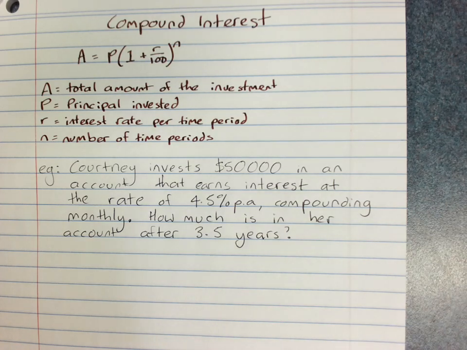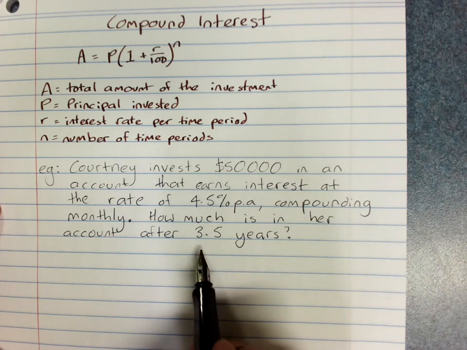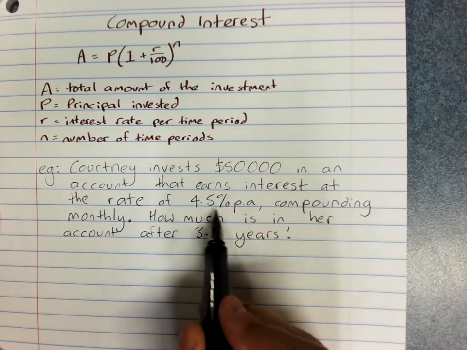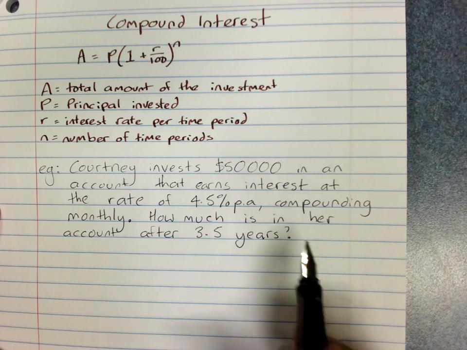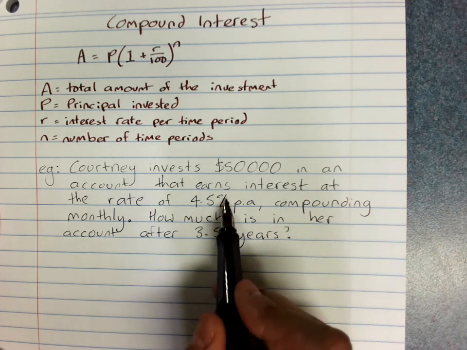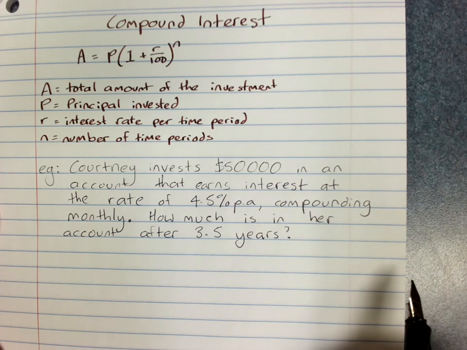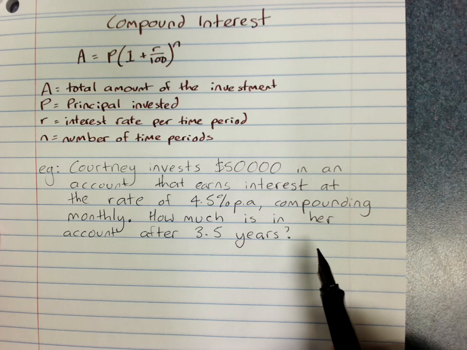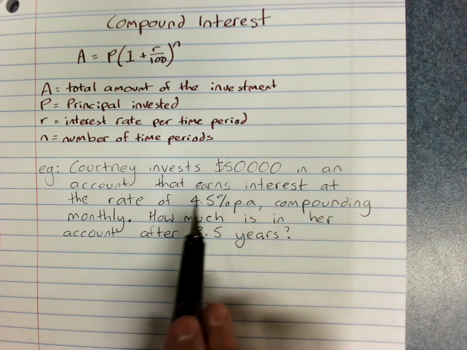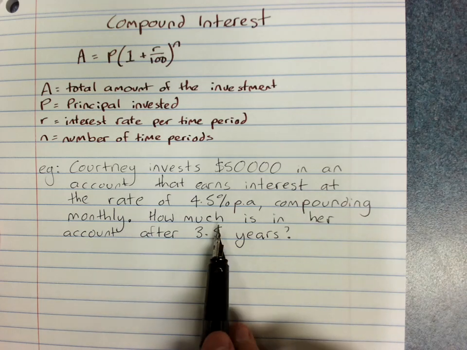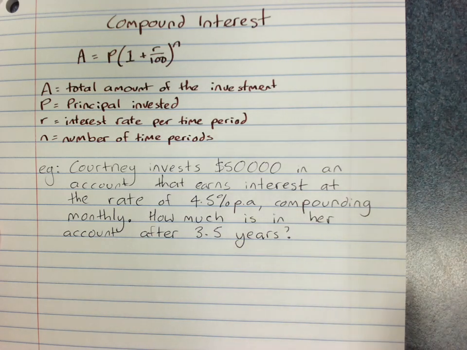Now, because they tell us in this question how many years it's been invested for and what the percentage interest rate is in years, we're going to have to work this out. How many months is this and how much is your interest rate per month? So the question, Courtney invests $50,000 in an account that earns interest at 4.5% per annum, compounding monthly. How much is in her account after 3.5 years?